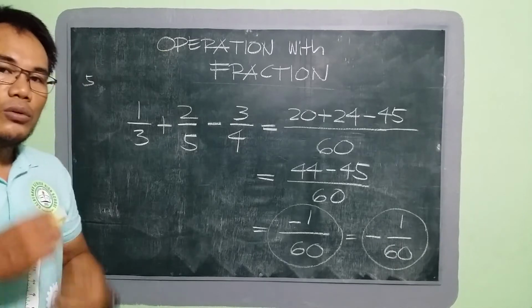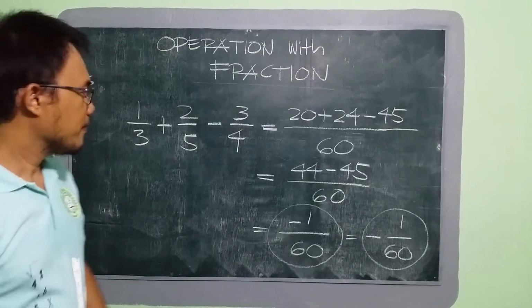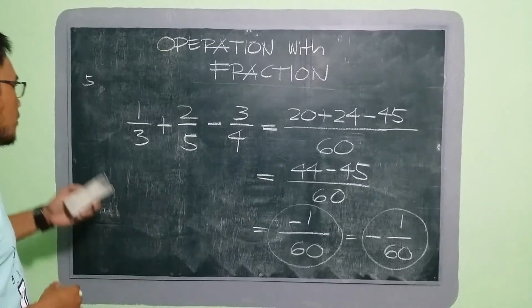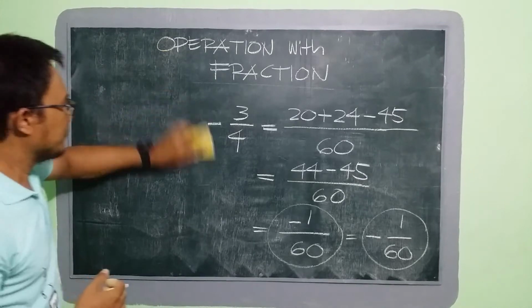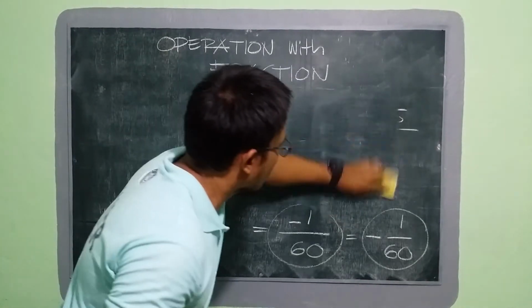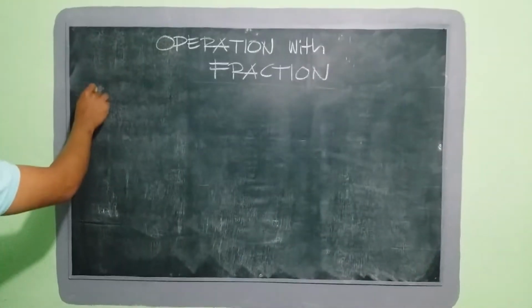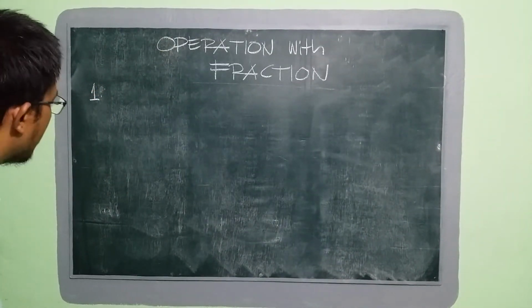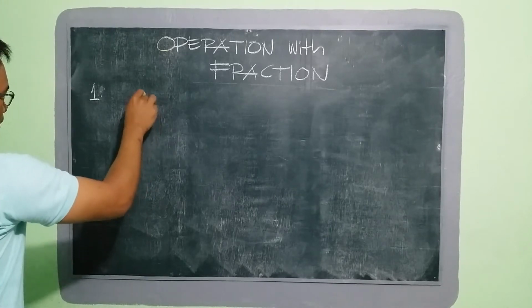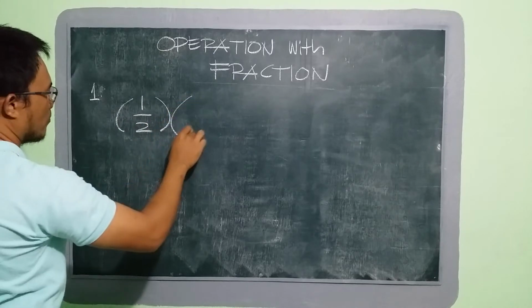Next is how to multiply and divide fractions. Okay, so let us start with our first example. Multiplying and dividing fractions. Example number 1: for example, we have 1/2 times 2/3.